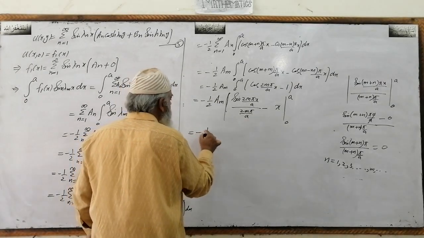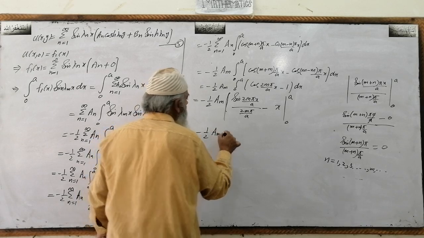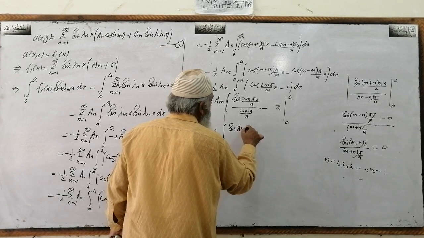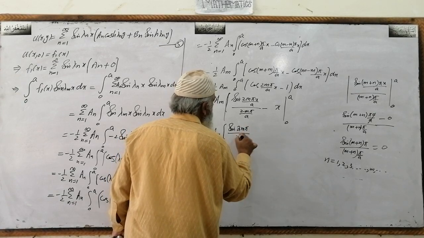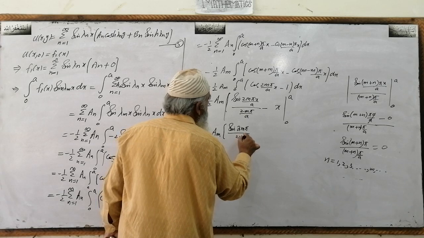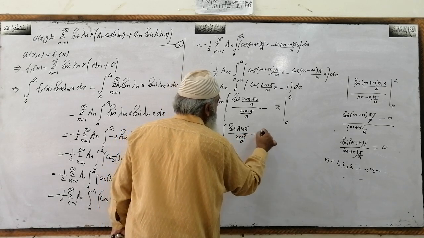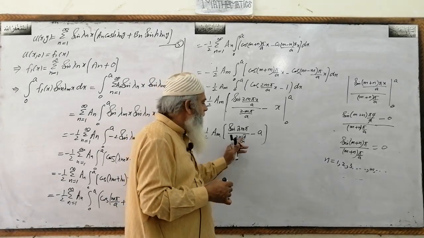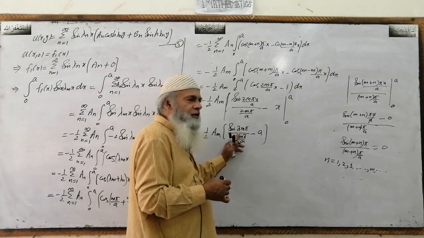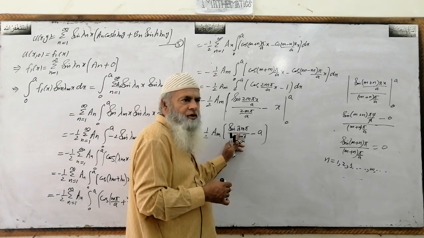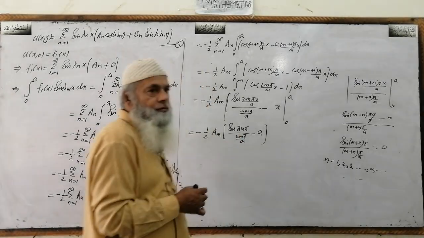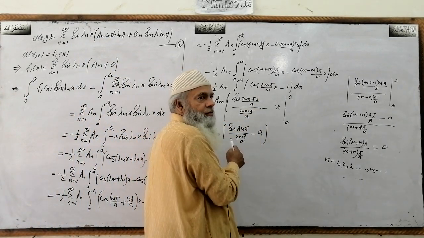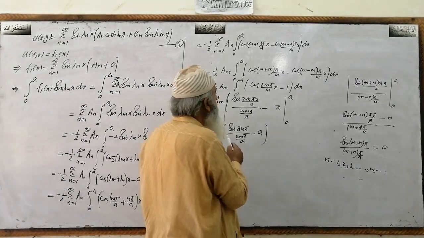Integration of cos 2m pi over a x is equal to sin 2m pi x over a divided by 2m pi over a, and integration of 1 is equal to x. Now applying the limits, 1 by 2 a m, when we apply the upper limit, you will have sin 2m pi over 2m pi over a minus a, and obviously for the lower limit this will become 0 and this will also become 0. Sin 2m pi will also be equal to 0.